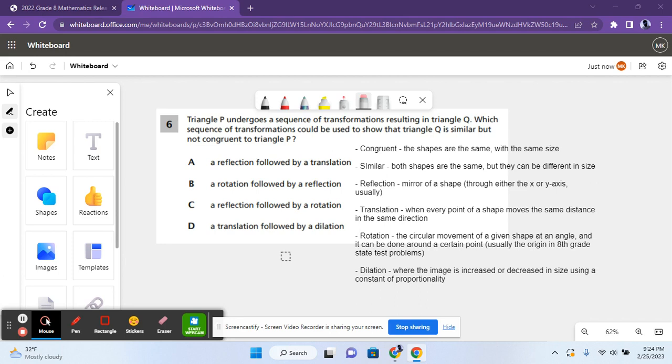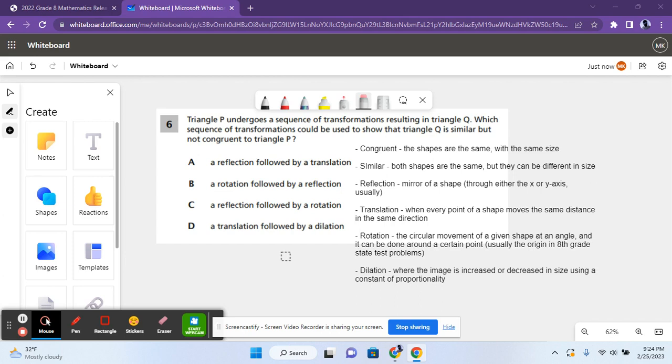Congruent is when the shapes are the same with the same size. You could do anything to the shape, like you could rotate it, you could mirror it. Just make sure that the shape stays the same, like the angles are the same, and it generally looks the same, and the size is the same. Similar shapes are when both shapes are the same, but they can be different in size.